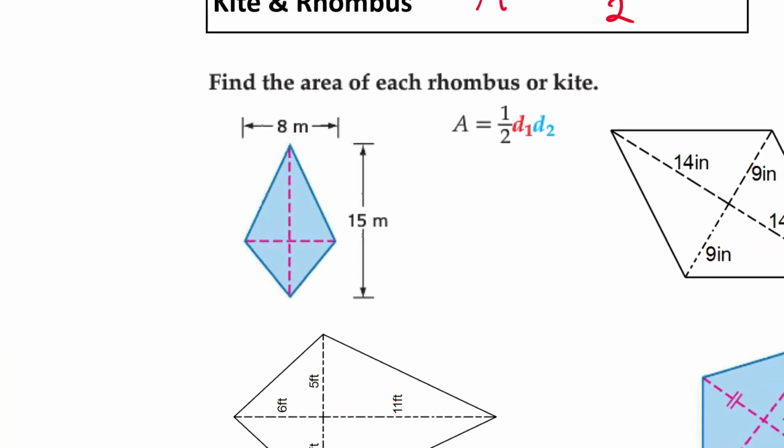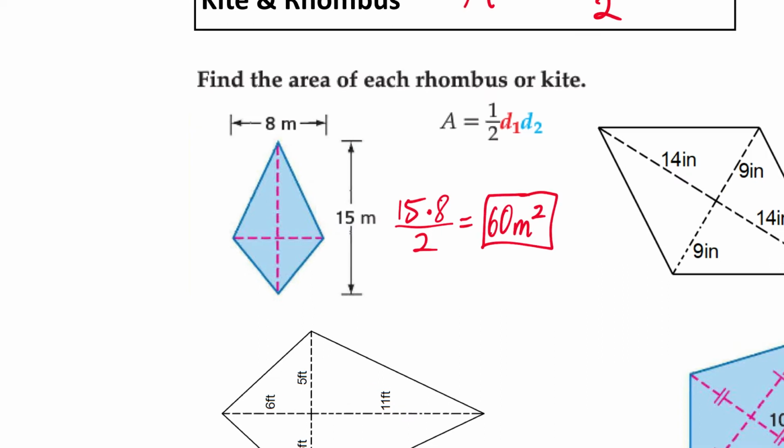So pretty simple. So on this one, how long is this diagonal right here? 15. How long is this diagonal? It's 8. So I'm going to do diagonal 1 times diagonal 2 divided by 2. And it's what? Okay, good. 60 square meters.